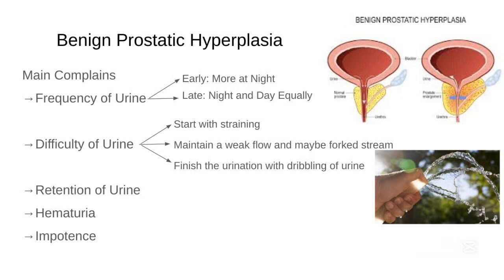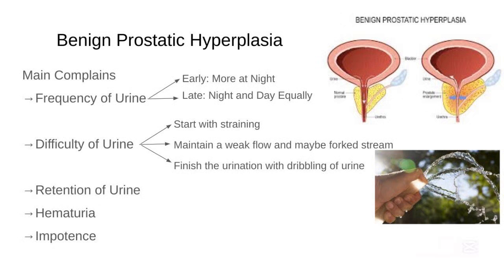The symptoms of BPH are classified into 2 categories, either obstructive or irritative symptoms. Obstructive symptoms include difficulty starting urination, which is hesitancy, weak or intermittent urine stream, incomplete bladder emptying and post-void dribbling, prolonged urination and straining to void.